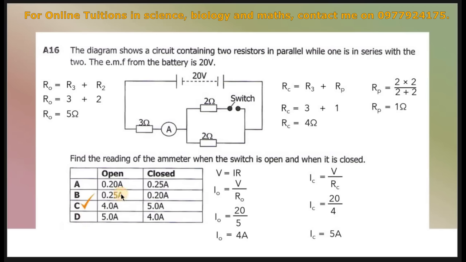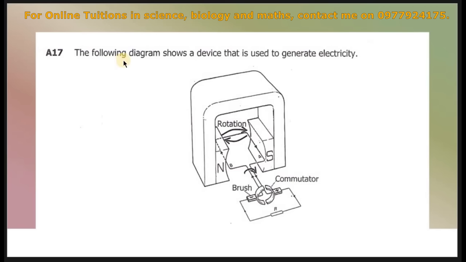The next, we come to question 17. The following diagram shows a device that is used to generate electricity. So we have a rotation there. We have some magnets there. We have a split commutator here, and then a resistor. Whenever you have a split commutator like this one, with brushes like that, then you are dealing with a DC generator. So this is a DC generator.